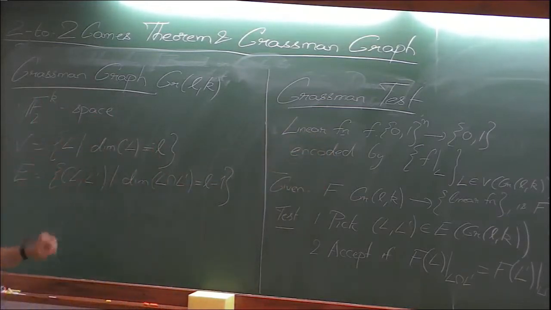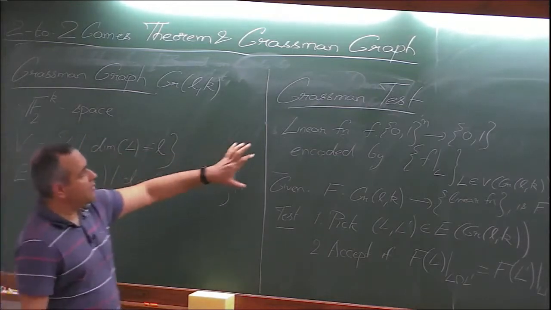So recall from before, the Grassman graph is this graph. The ambient space is a k-dimensional vector space, and the vertices of this graph are all L-dimensional subspaces of this k-dimensional vector space. Two vertices are connected by an edge if they maximally agree, that is, they intersect on an (L-1)-dimensional subspace. That's the Grassman graph.